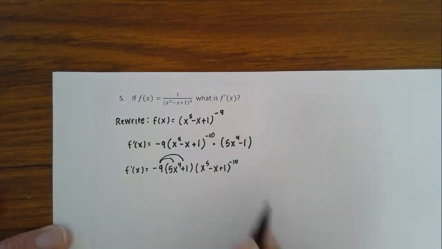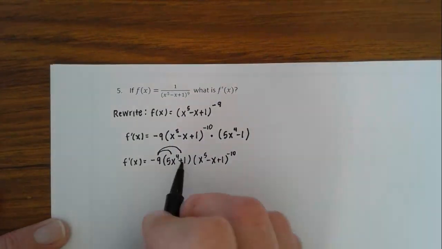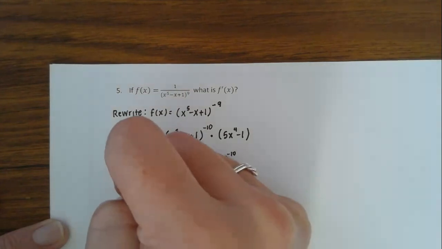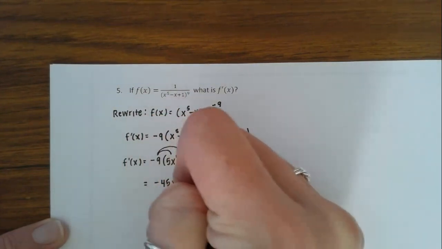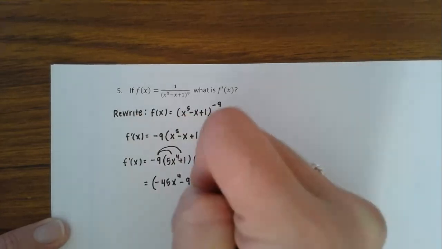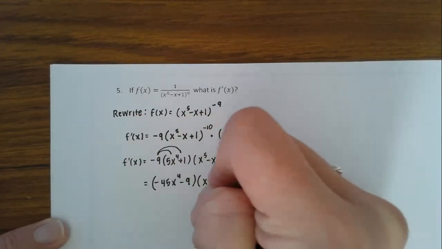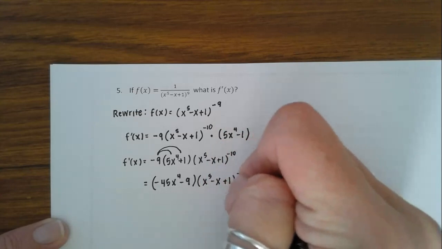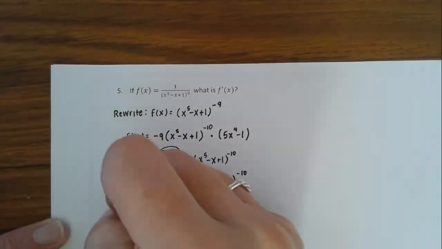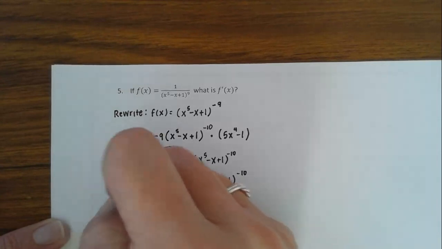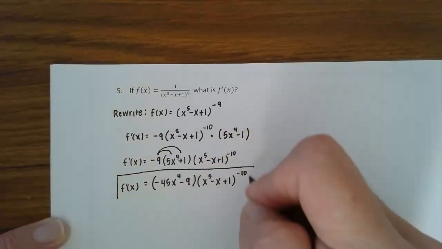We don't want to do it to the second because the second has an exponent on it. This first one does not, so it's okay to distribute. So that'll be negative 45 x to the fourth minus 9 times the quantity of x to the fifth minus x plus 1 raised to the negative 10th power. And if this was just an open-ended or a free response question, I would be okay with you keeping it like this.